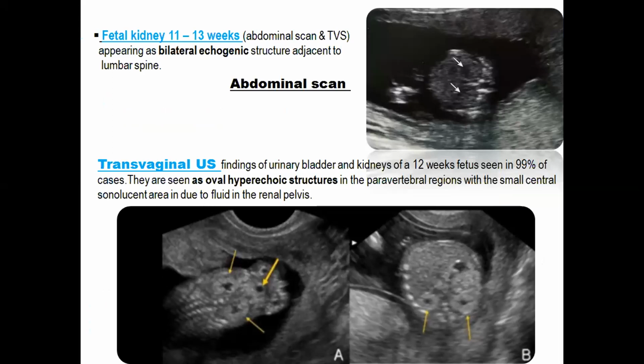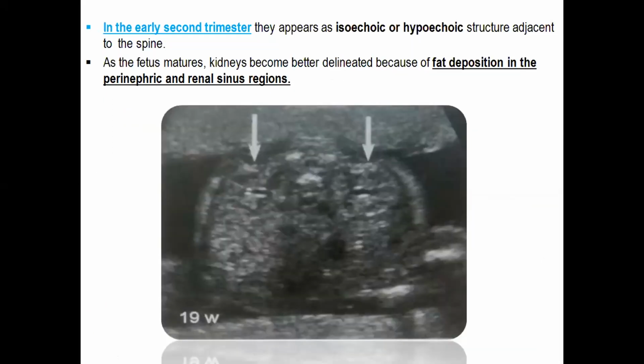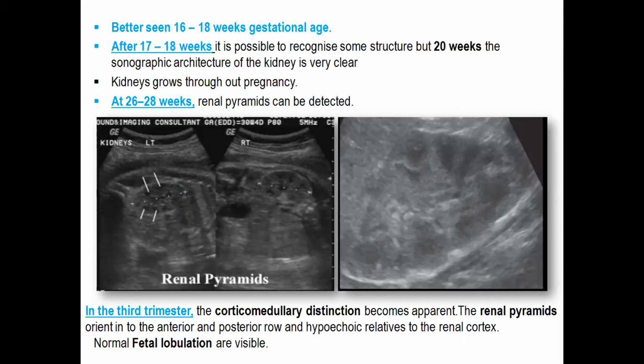This is an 11 to 13 weeks scan, by abdominal scan as well as TVS. The transvaginal scan clearly delineates the oval hyperechoic structure in the paravertebral region with a small sonolucent area due to fluid in the renal pelvis. In the early second trimester, they appear as isoechoic to hypoechoic structures adjacent to the spine. As the fetus matures, they become better delineated because of fat deposition in the perinephric and renal sinus region, better seen at 16 to 18 weeks of gestational age.